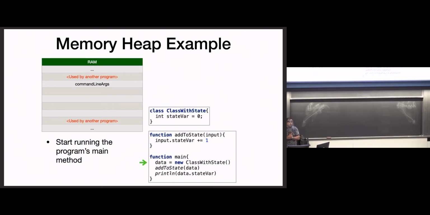So the very first thing we do, we start with our main function, and the first thing we do is create a new instance of class with state, a new object of type class with state.